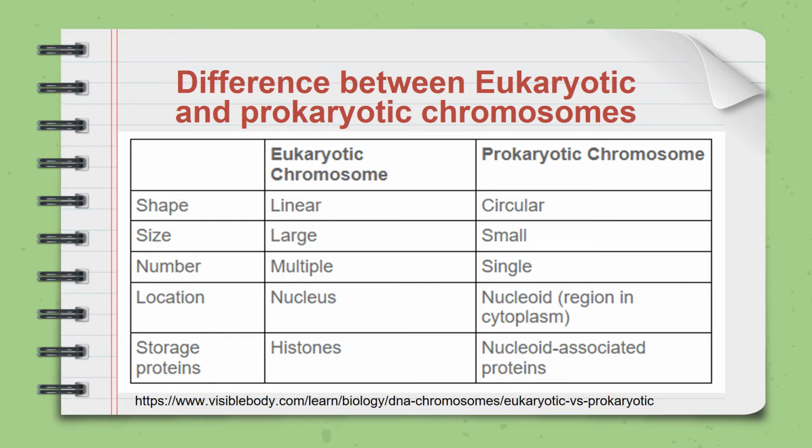And for the location, the eukaryotic chromosome is located in the nucleus. And for the prokaryotic, they are located in the nucleoid, the region in the cytoplasm. The storage proteins are the histones for the eukaryotic chromosome and nucleoid associated proteins for the prokaryotic chromosomes.